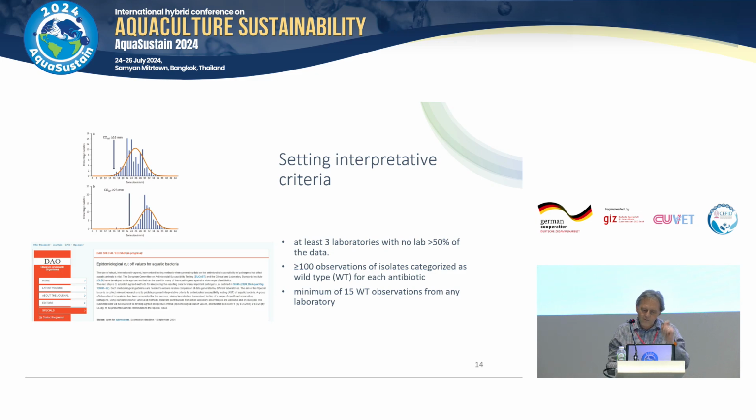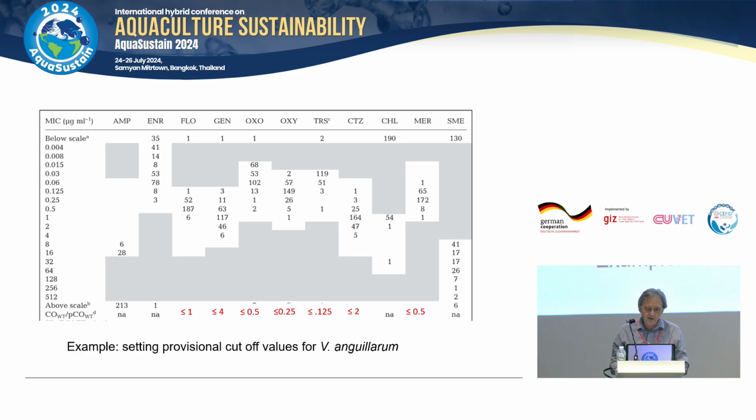And again, you can use this data to set interpretive criteria, so we can all use the same language and say that this is non-wild type. One of the things I'm still doing, hopefully, working with colleagues around the region, and Parks and others are involved, and internationally, is developing and setting provisional cutoff values for these organisms. And here's an example of the sort of piece of work that we're doing.